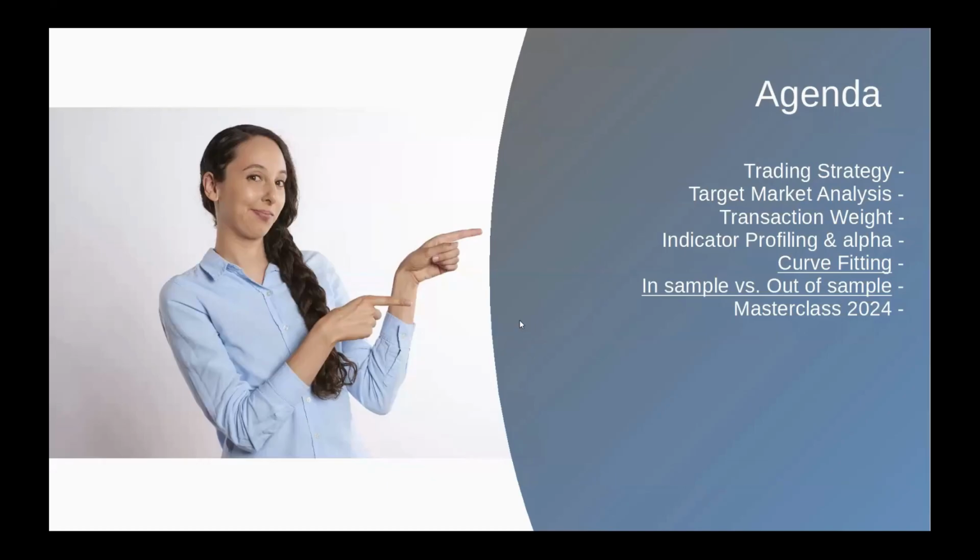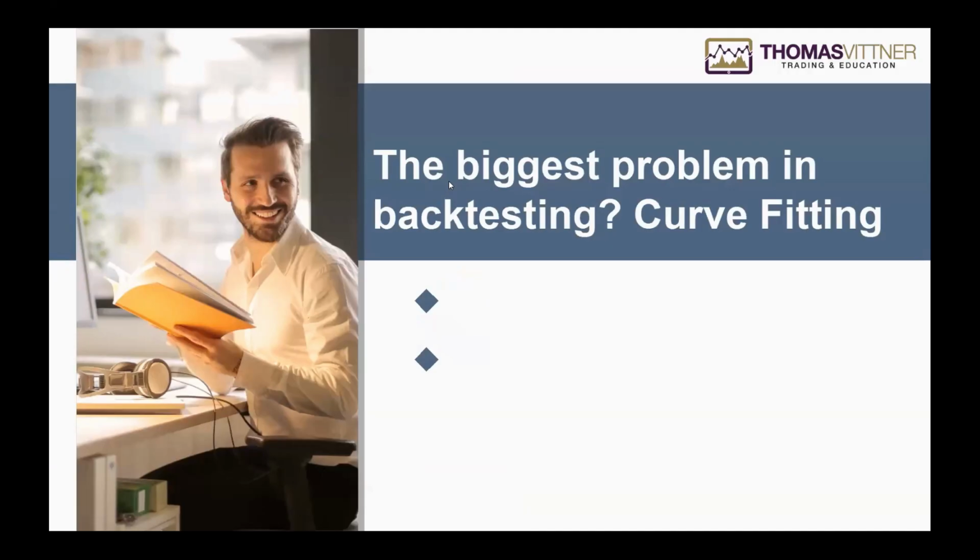The last topics, the advanced topics I'm going to show you, are about over-optimization, curve fitting, and in-sample versus out-of-sample. Because the biggest problem in backtesting is curve fitting. And also a problem is there is no red flag. You can't see if you have done curve fitting or not.